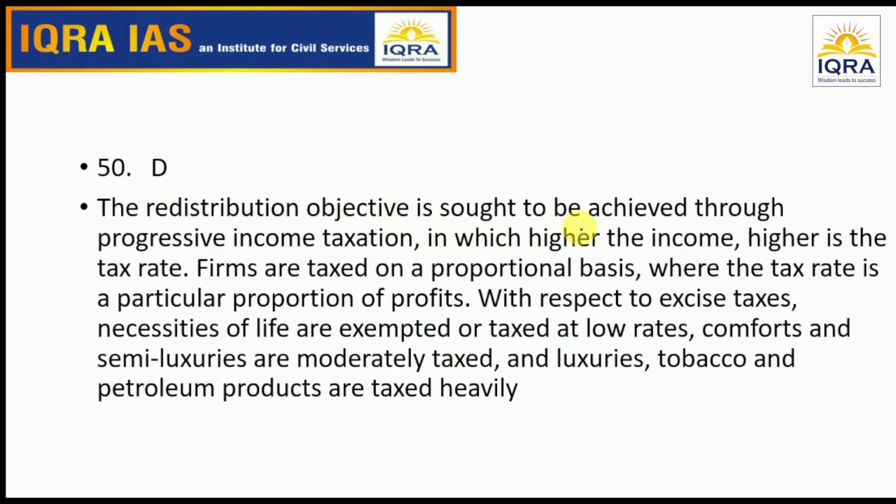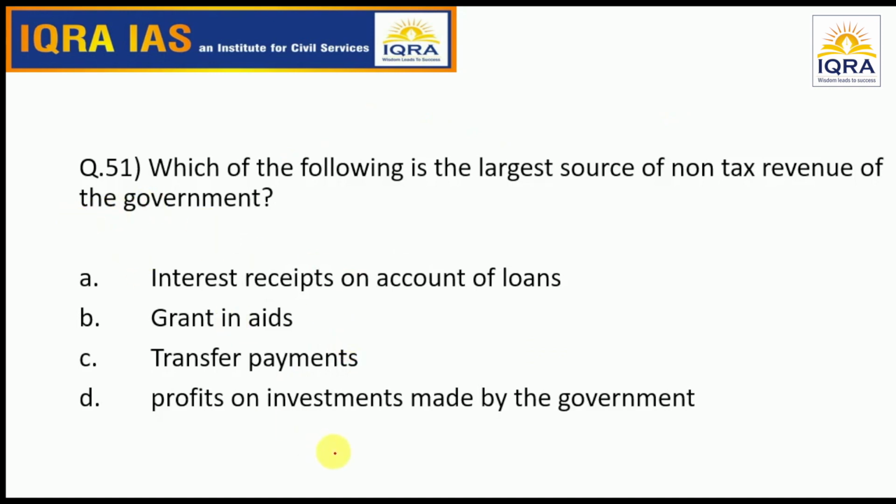Redistribution objective is sought to be achieved through progressive income taxation, in which the higher the income, the higher the tax. So this is progressive, this is regressive, this is your uniform taxation. With respect to excise, necessities of life are exempted or taxed at low rates, comforts and semi-luxuries are moderately taxed. So this is basically firms are taxed on a proportional basis where the tax rate is a particular proportion of profit. Question number 51.